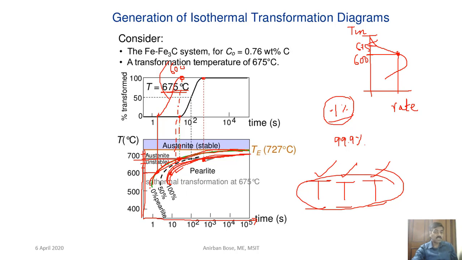So in this case, which transformation are we talking about? In this example, we have seen the transformation of austenite to pearlite. Clear? So this TTT diagram is actually formed by this kind of experiment and by projecting those results onto the temperature-time axes.